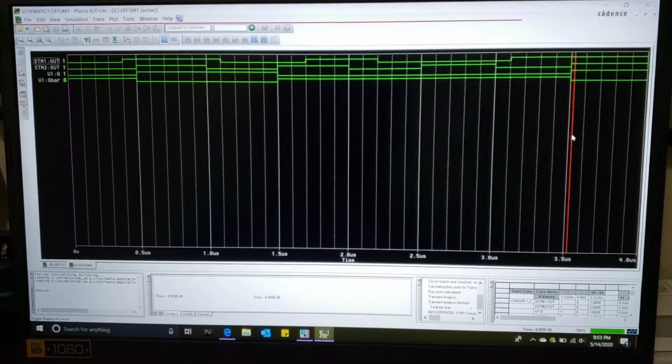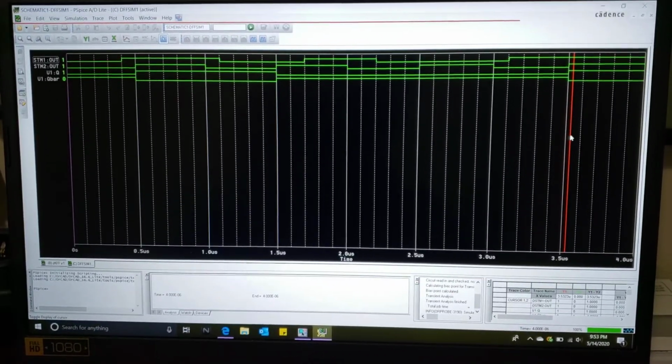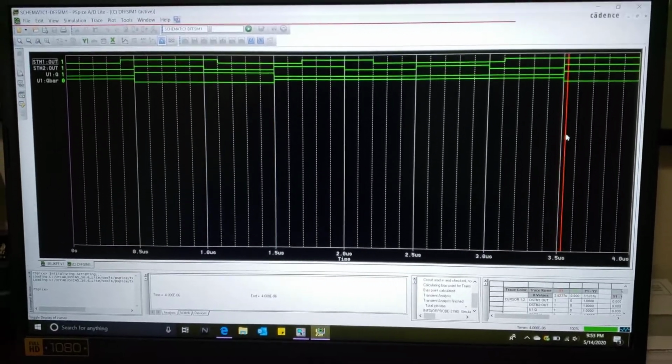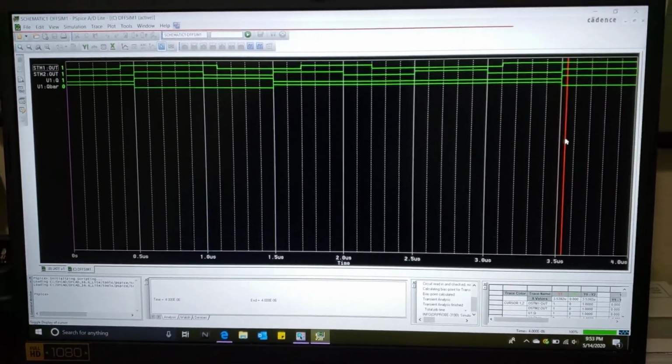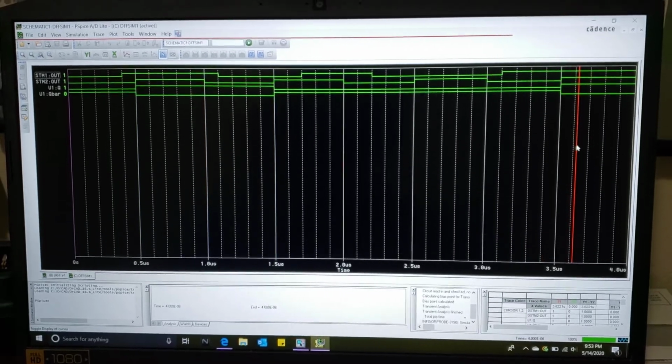and then our clock jumps to 1, and because data and clock have both jumped to 1, then we see the change in Q and Q bar, where Q goes to 1 and Q bar goes to 0.